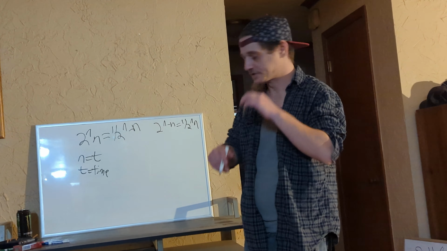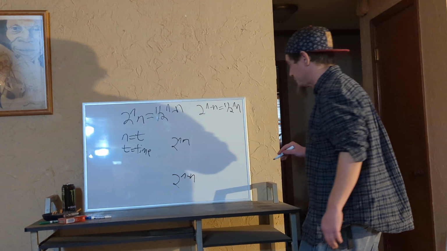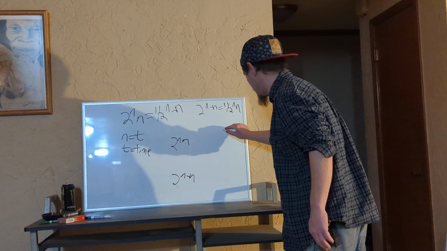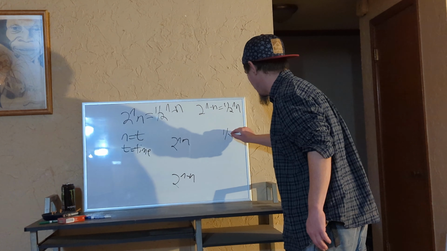Now we're going to do something else. We're going to go 2 to the N. Let's go down here for 2 to the negative N. And let's go over here, 1/2 to the negative N. And let's go 1/2 to the N.